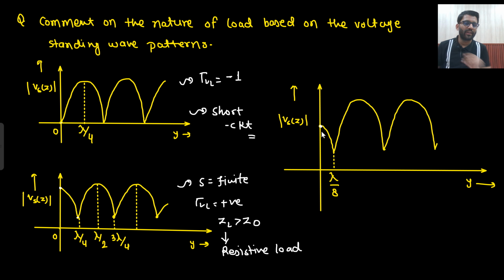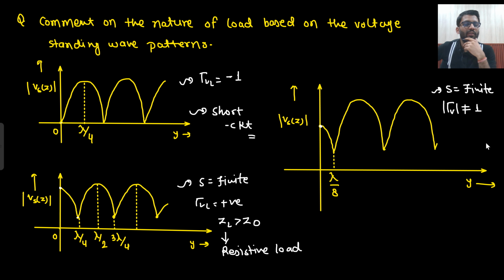Now at y equals to 0 you are not getting anything conclusive. So it could be a resistive load, an inductive load, a capacitive load or a complex load. In complex there are two chances, resistor plus capacitor and resistor plus inductor. First, it cannot be purely inductive or capacitive. Why? Because here S is finite, but if it was purely inductive or capacitive, then the magnitude of gamma V would be 1. Here mod of gamma V is not equal to 1. So it is a complex load.